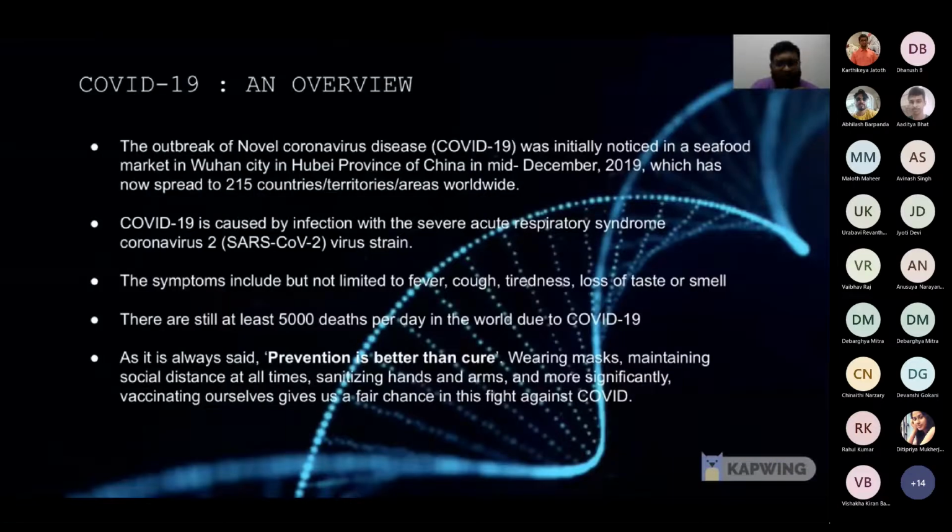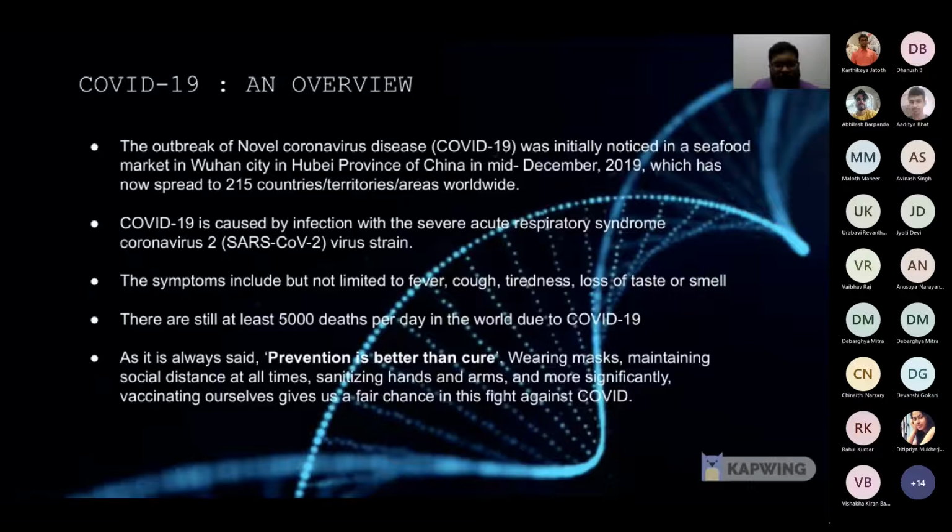An overview of COVID-19. The outbreak of novel coronavirus disease was initially noticed in a seafood market in Wuhan city in Hubei province of China in mid-December 2019, which has now spread to 215 countries worldwide. COVID-19 is caused by infection with the severe acute respiratory syndrome coronavirus 2, SARS-CoV-2 virus strain. The symptoms include, but are not limited to, fever, cough, tiredness, loss of taste or smell. There are still at least 5,000 deaths per year in the world due to COVID-19.